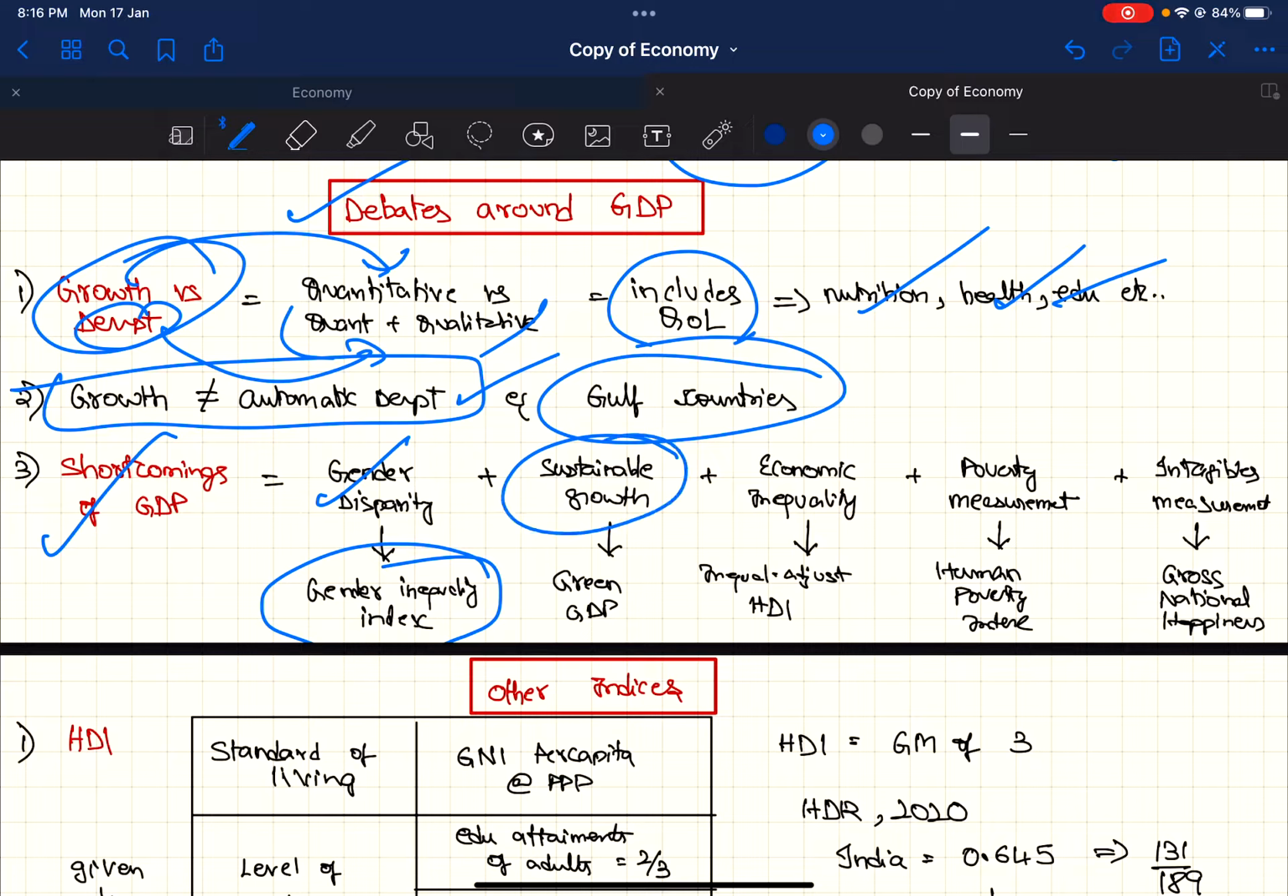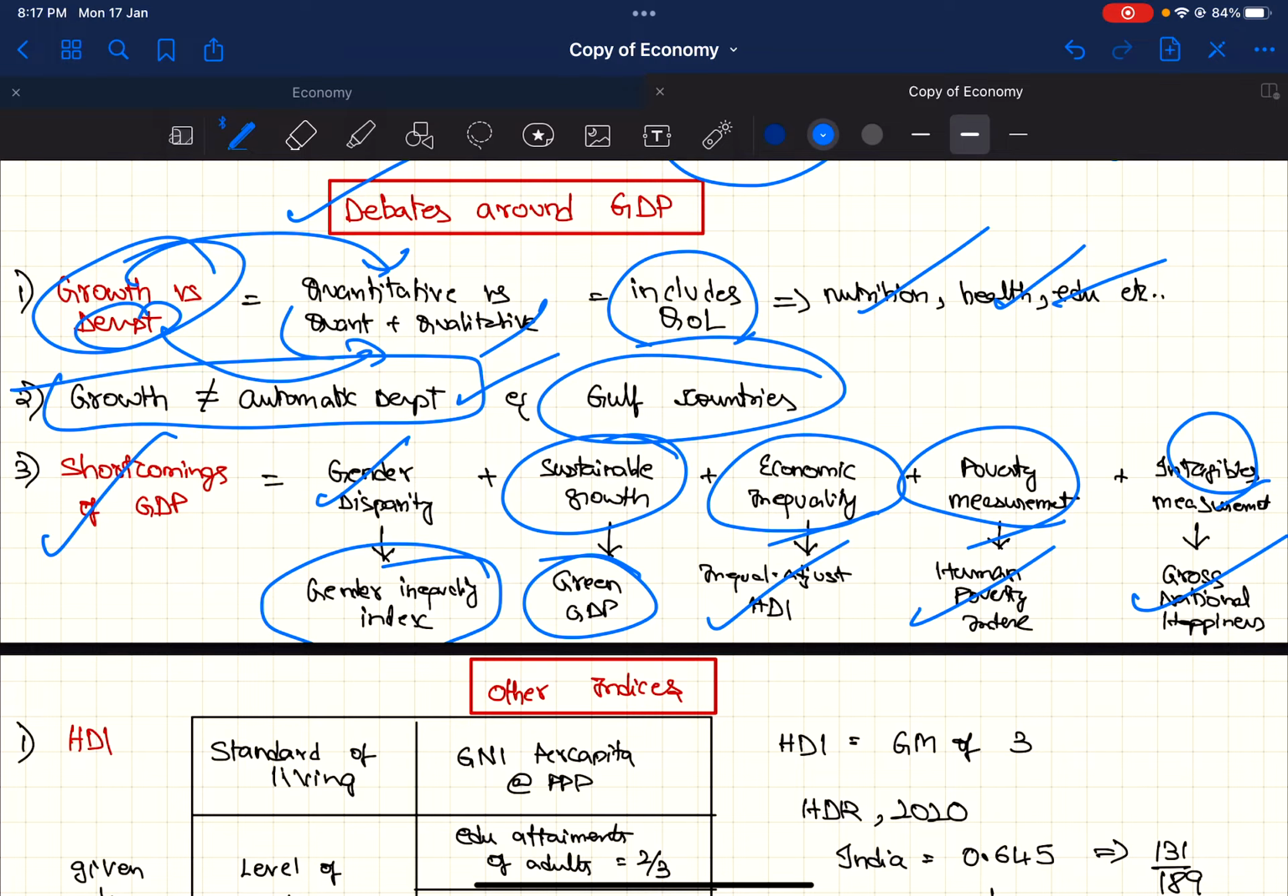Now, shortcomings of the GDP: it doesn't cover gender disparity, which will be covered by the gender inequality index. Sustainable growth will be covered by green GDP. Economic inequality will be covered by IHDI. Poverty measurement by the human poverty index. Intangibles through gross national happiness.